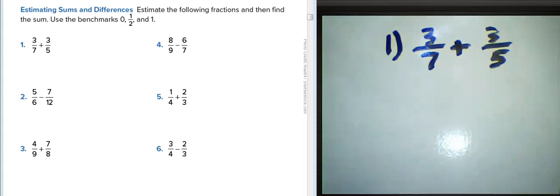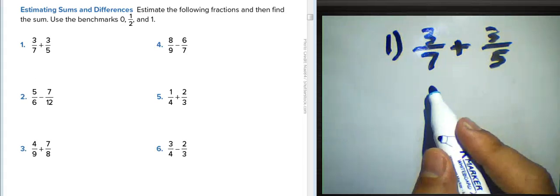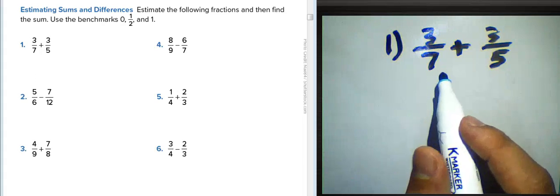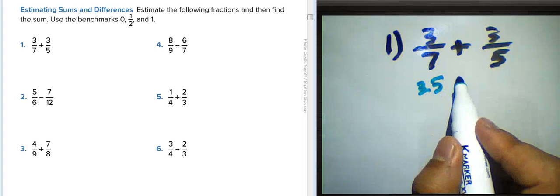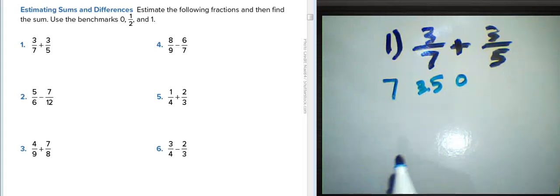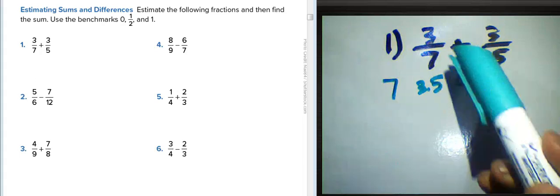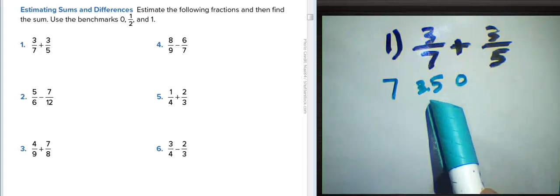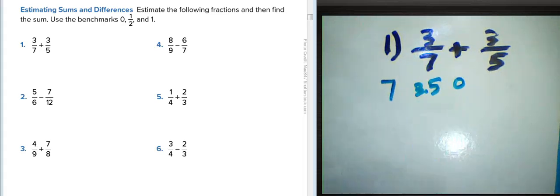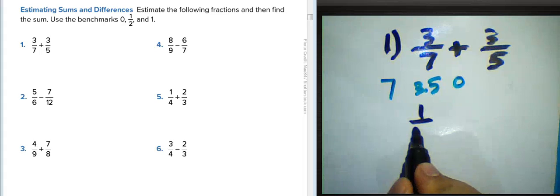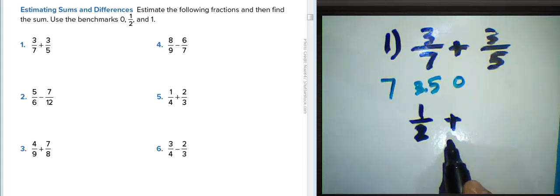First, we must find half of the denominator. Look with me at this method. First, we find half of 7. It will be 3.5. And write here 0 and 7. Okay, and then ask yourself, is 3 nearest to 0 or 3.5? 3 is nearest to 3.5. So we must write here 1 over 2. We can estimate by using benchmarks.